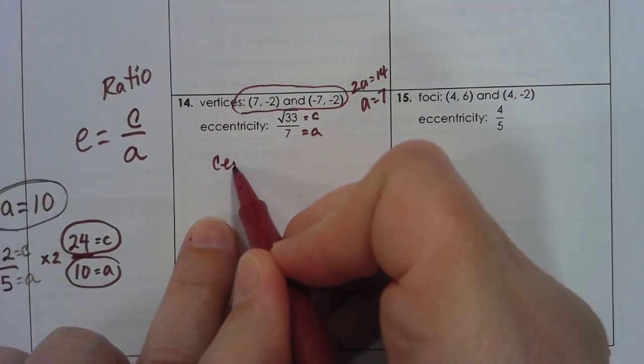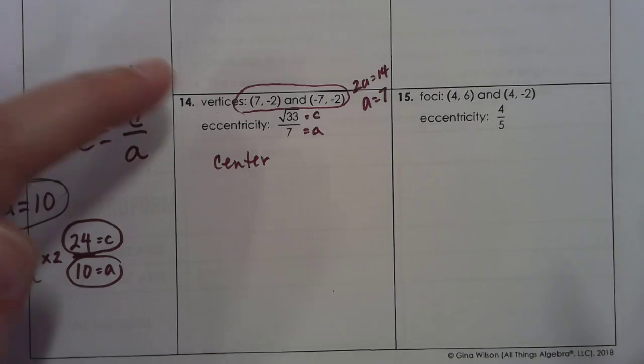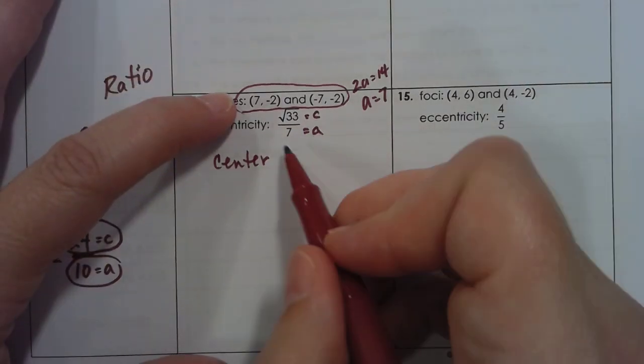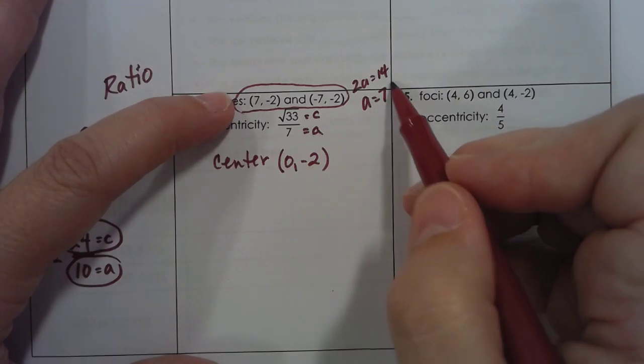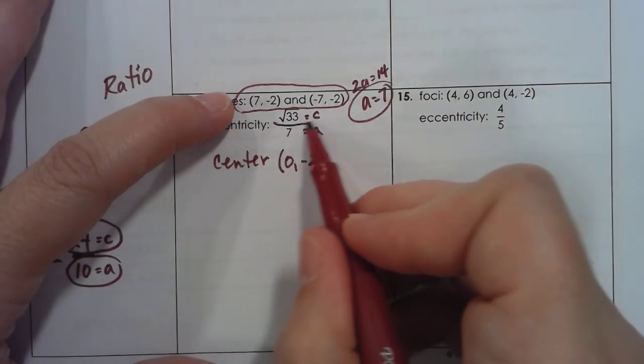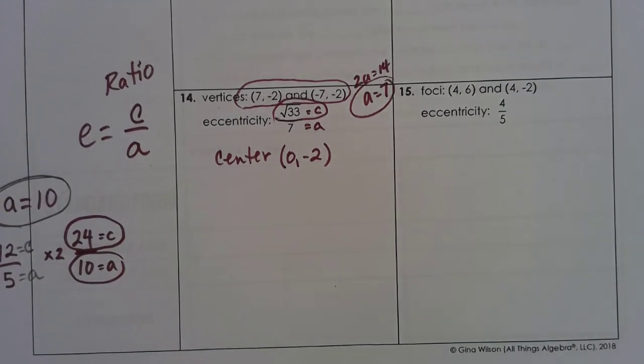And then the center is going to be in the middle between those 2 points, which is going to be 0, right? Halfway between 7 and negative 7 will be 0, negative 2. We know that A is 7. We know that C is the square root of 33, and we could figure out what B is. Do you want me to finish that?